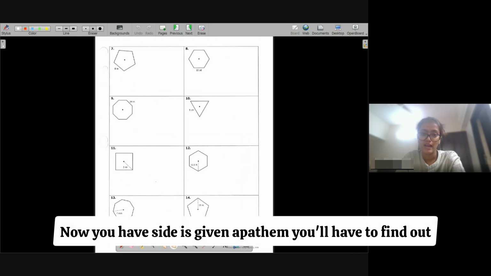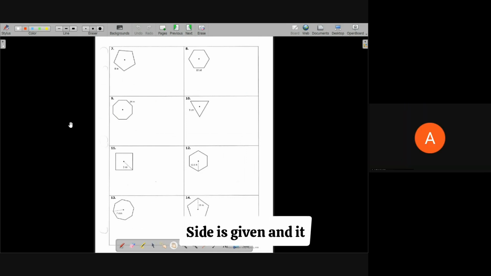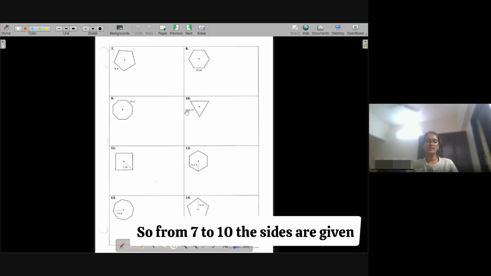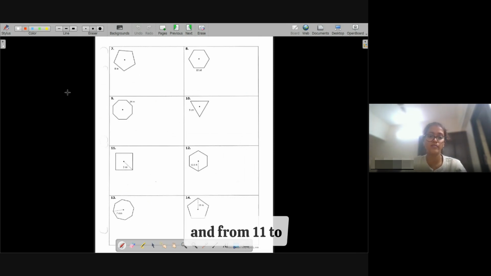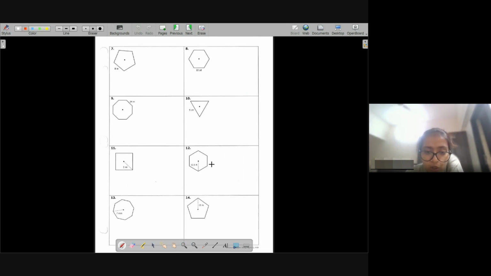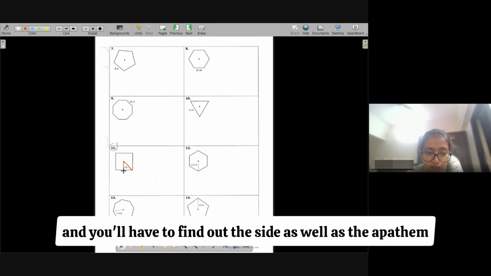Now you have side is given, apothem you'll have to find out. From 7 to 10, the sides are given, you'll have to find out the apothem. And from 11 to 14, the radius is given, and you'll have to find out the side as well as the apothem.